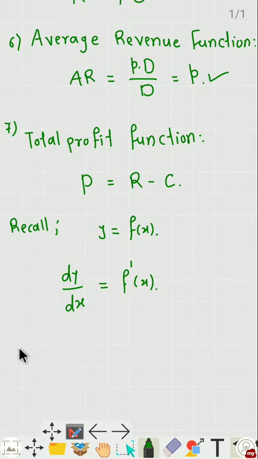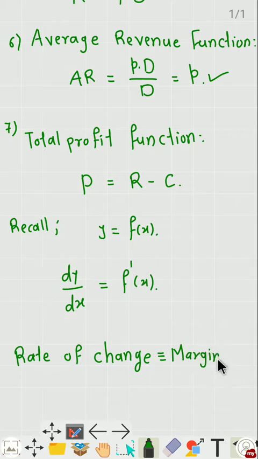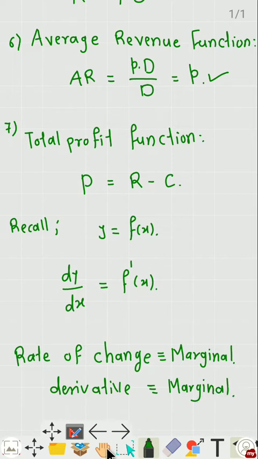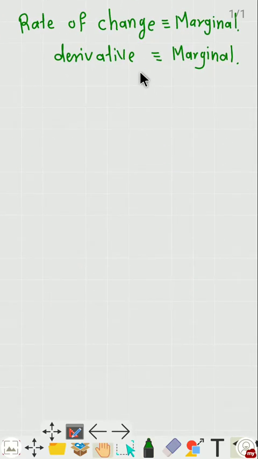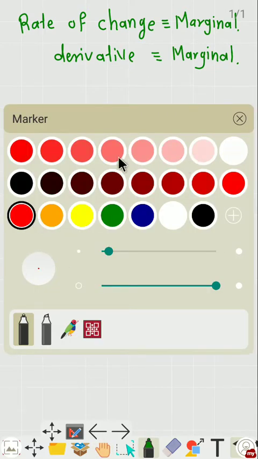In economics, rate of change is called marginal, meaning derivative is the same as marginal. So that is very important. Now let us go to the marginal functions in economics.